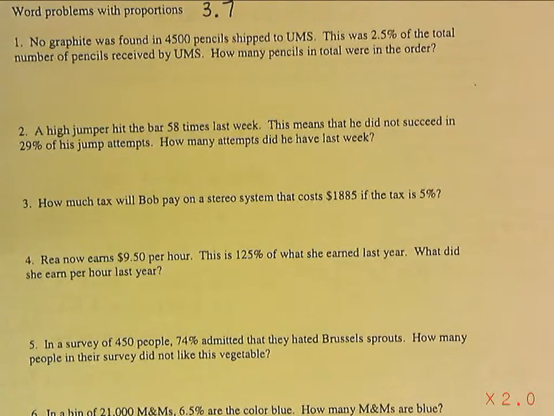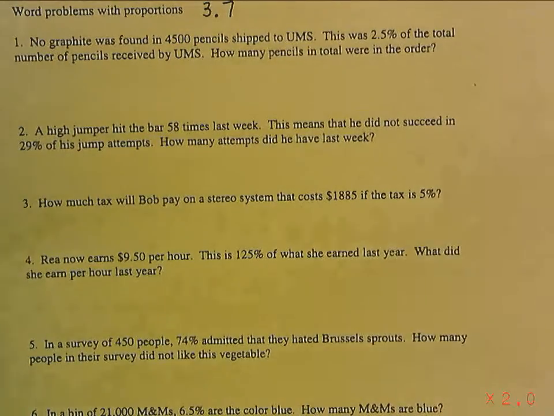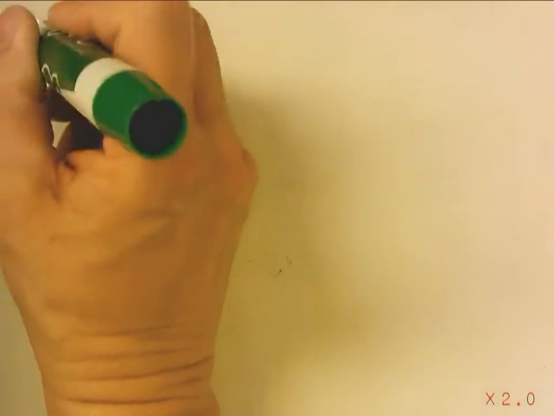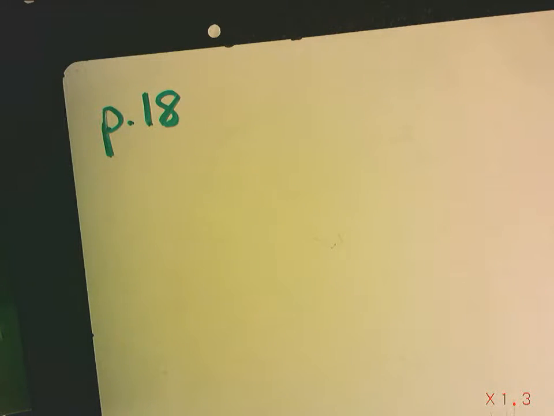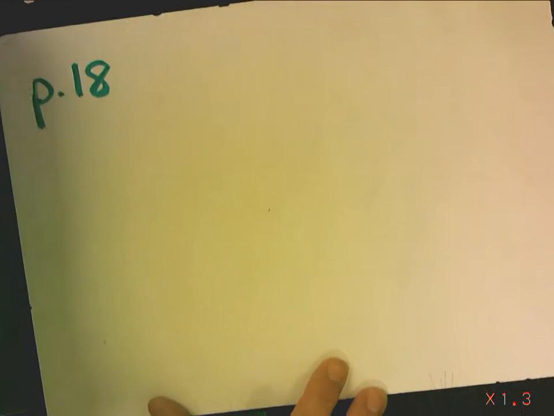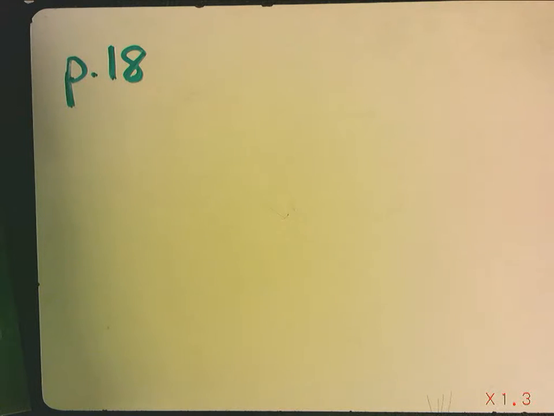Okay, turn to page 18 in your chapter 3 packets, and we're going to go over part to whole ratios. Now, on page 18, the first problem says, no graphite was found in 4,500 pencils shipped to UMS. This was 2.5% of the total number of pencils received by UMS. How many pencils in total were in that order?